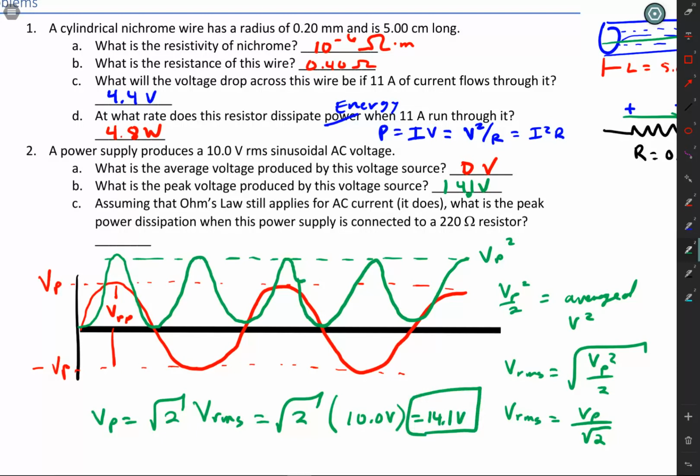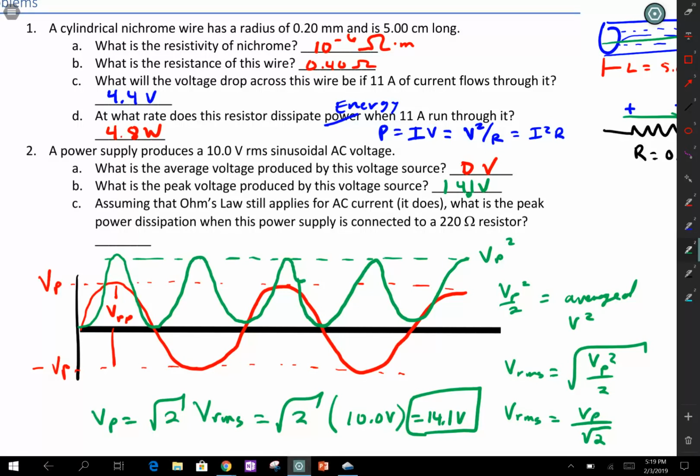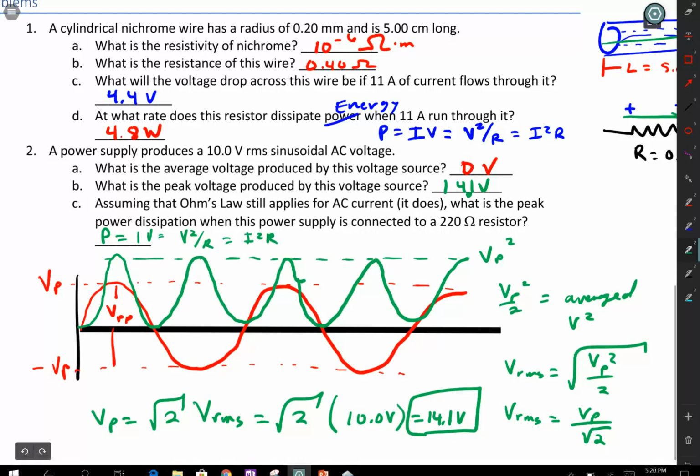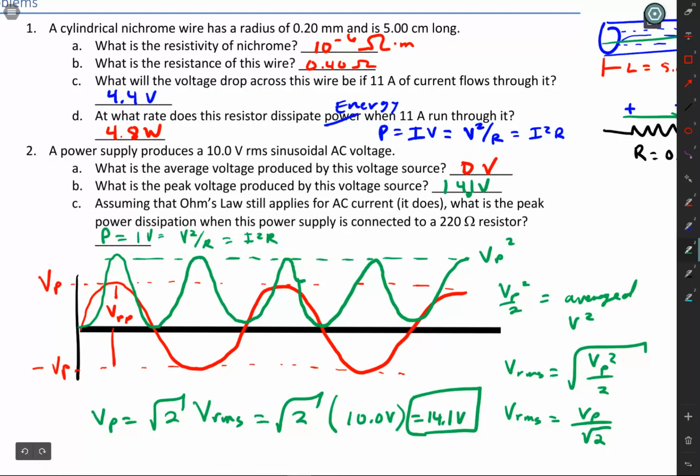Ohm's law still applies for AC current. It does. Ohm's law applies no matter what kind of current you have. At any instant, Ohm's law will be correct. What is the peak power dissipated when this power supply is connected to a 220 ohm resistor? So we're just going to have power is equal to IV is equal to V squared over R is equal to I squared R. The same equation that we used up above.